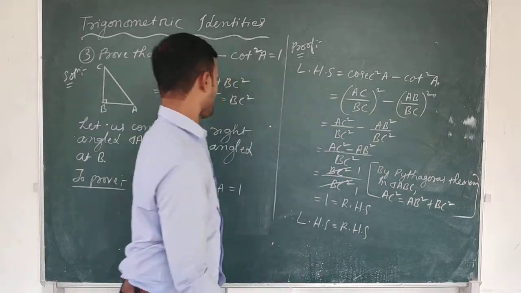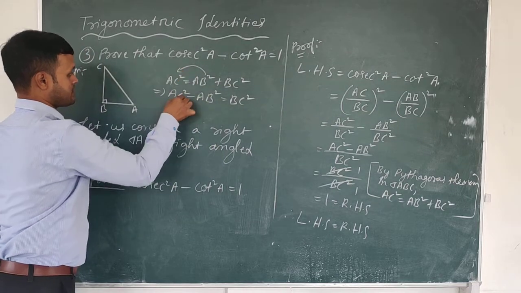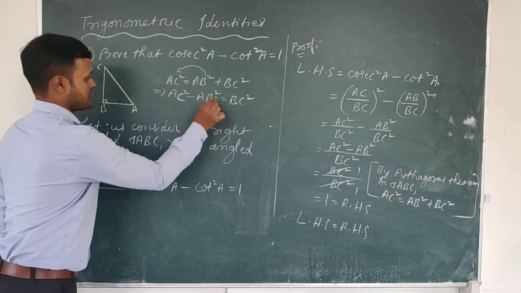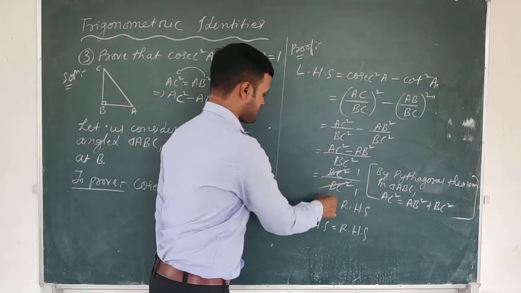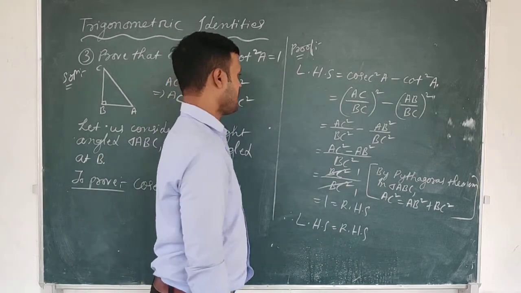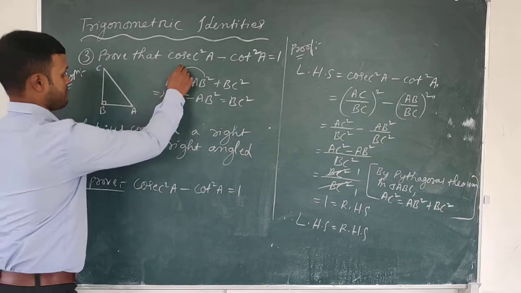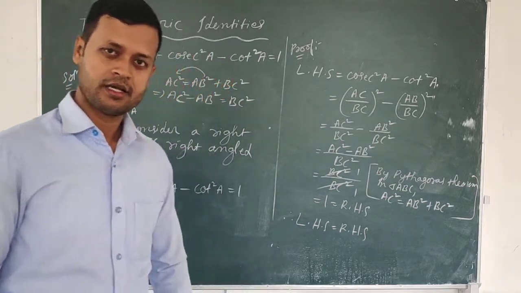If we bring AB square to the left hand side, then AC square minus AB square is our BC square. So BC square and BC square are cancelled. That is equal to 1, that is equal to RHS. Therefore LHS is equal to RHS. Therefore cosec square A minus cot square A is equal to 1, students. Is it okay?